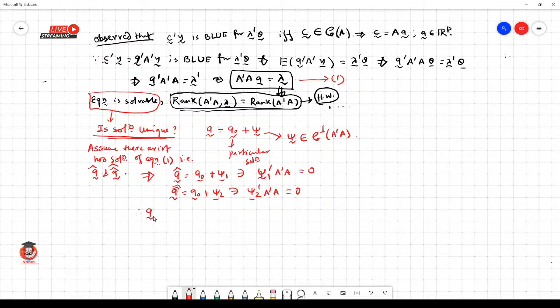Therefore, Q curl hat prime A prime y is equal to Q naught curl plus xi 1 prime A prime y, which is equal to Q naught curl prime A prime y curl plus xi 1 curl prime A prime y curl. Okay. Similarly, Q double hat prime A prime y, we write this as Q naught curl prime A prime y plus xi 2 curl prime A prime y.